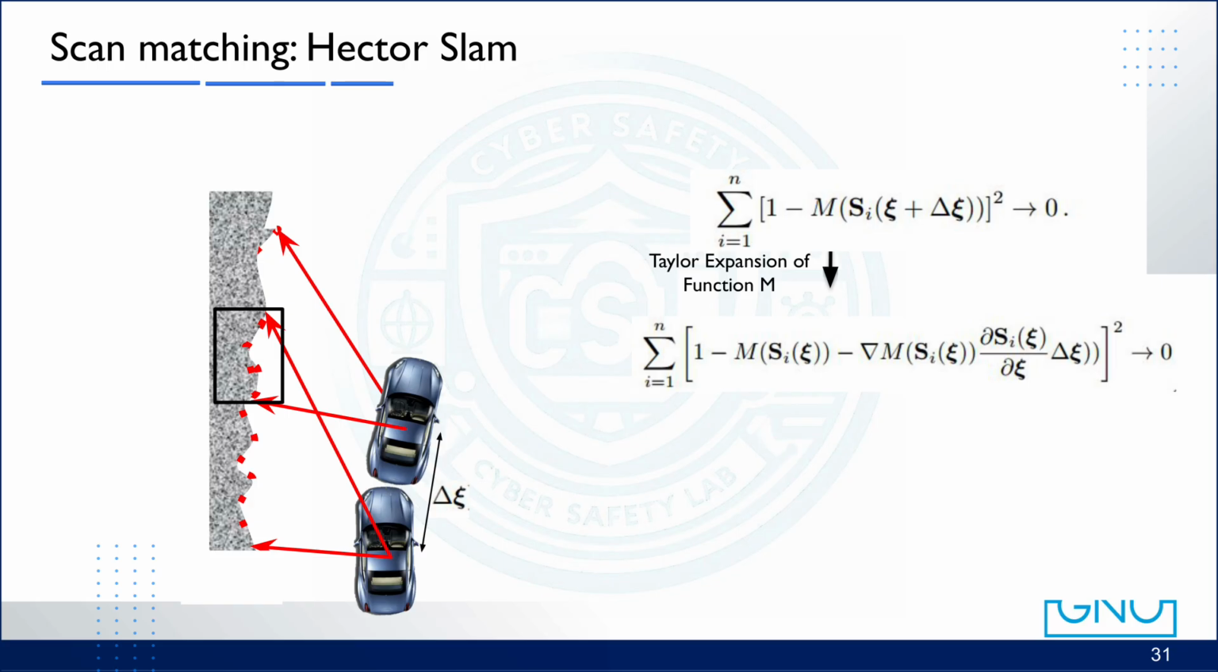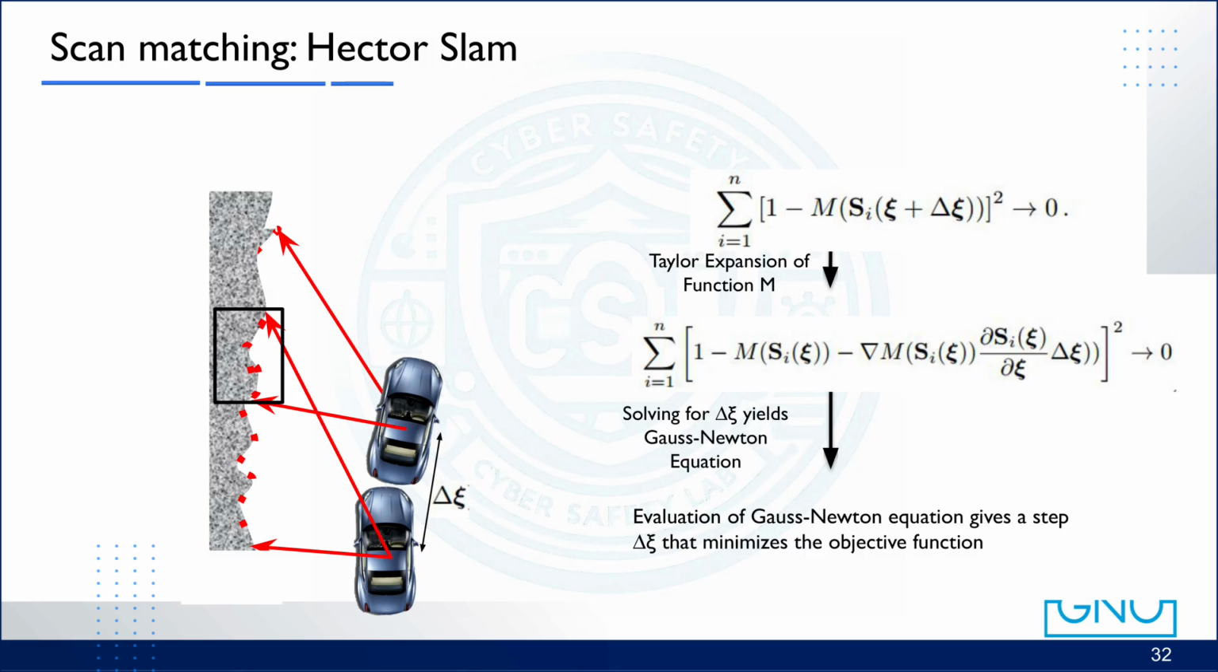After applying the Taylor expansion, we obtain an expression that can be rearranged into the Gauss-Newton update rule. Solving this equation gives us Δξ, the incremental change in pose that best reduces the alignment error. Once we compute Δξ, we update the robot's pose for the new time step. Then we transform the current laser scan using this updated pose and use it to update the occupancy grid map. Repeating this process at every time step allows the robot to build an accurate map while keeping track of its location.